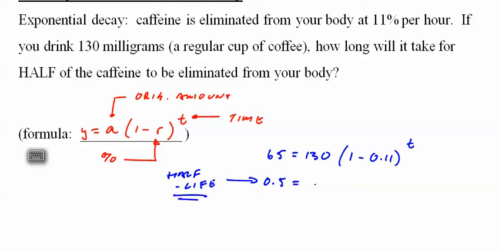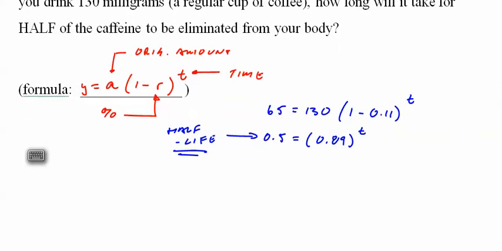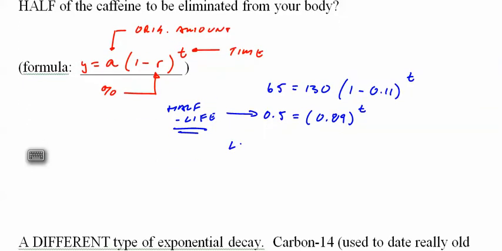0.5 equals 1 minus 0.11, actually we can do this, 0.89 to the t. Take any log we want. In this case I'll use the natural log because that's going to pop up later. Natural log of 0.5 equals t times natural log of 0.89, because we bring the exponent out front when we take the natural log.